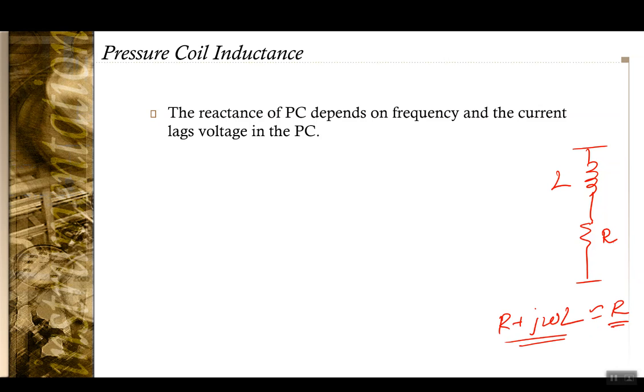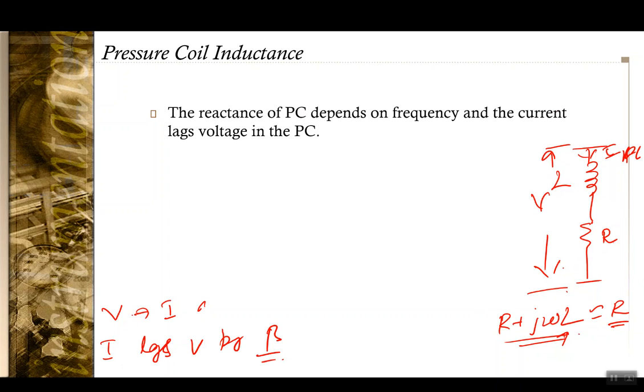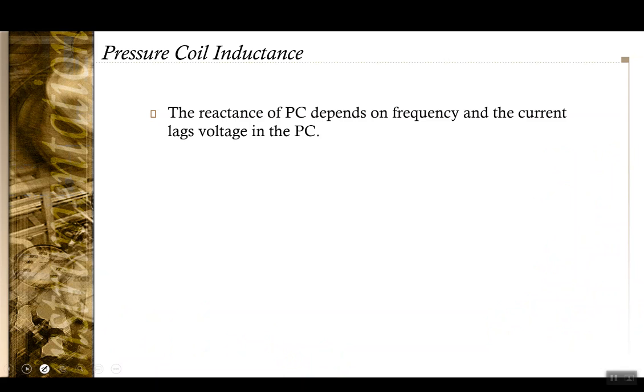Okay, however, because of this inductance, the current through this coil, the I pressure coil, and the voltage in the pressure coil are not in phase. So V and I have a phase lag. So I lags V by say an angle beta. Okay, and by assuming that R plus j omega L is equal to R, we assume that beta is approximately zero, but this is not true, and maybe if it is not properly compensated or taken care of, this can cause errors. So that is the error due to the pressure coil inductance.